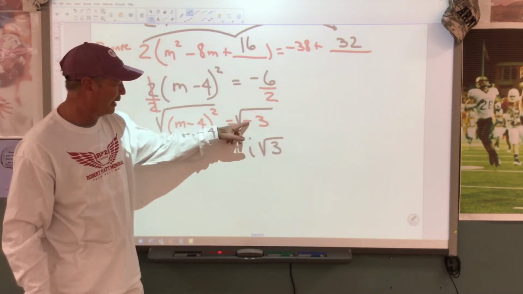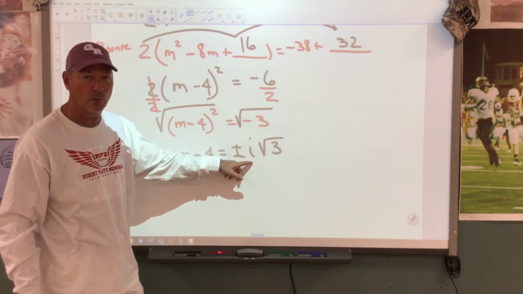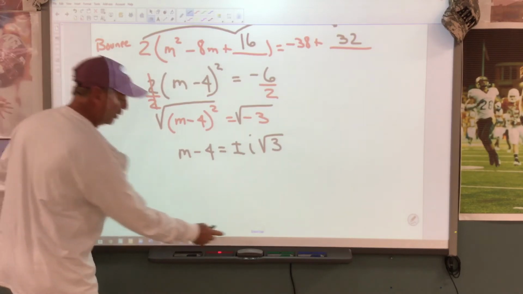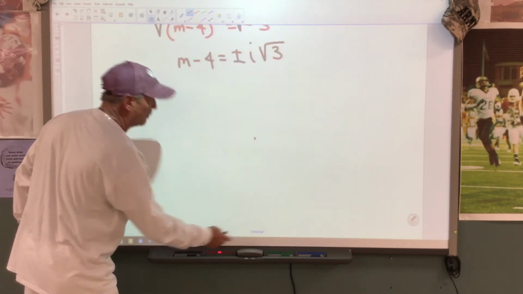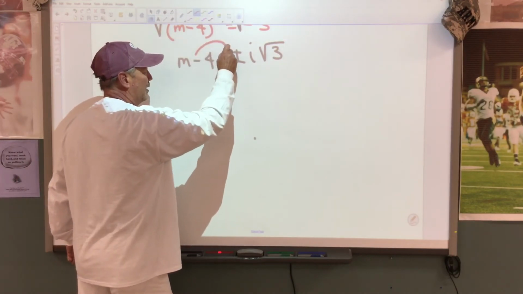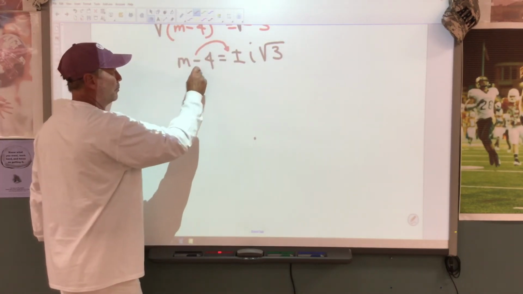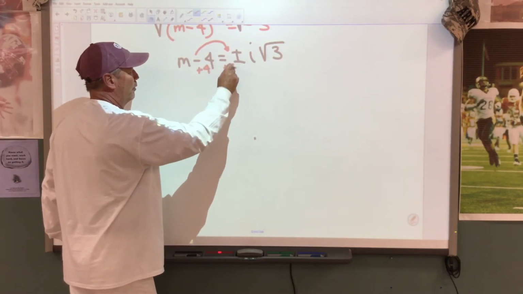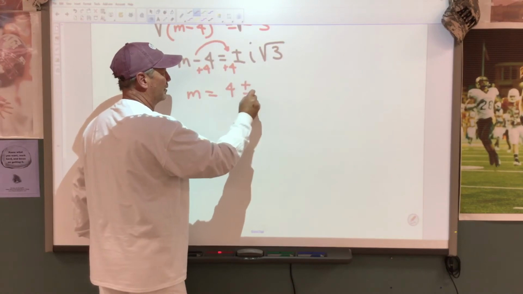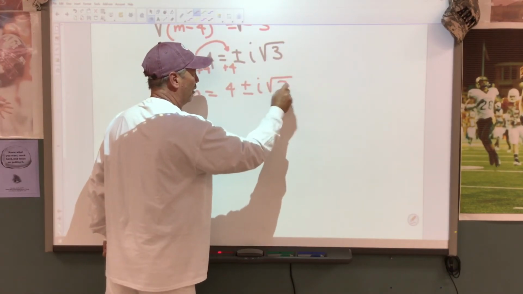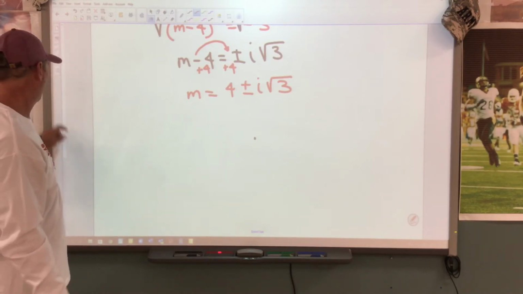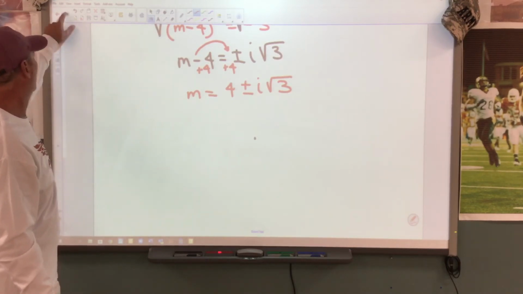When you have a negative, you're going to get an i when you take the square root. The last step that I'm going to do, let me move this so you can see it at home, is move the 4 to the other side, in front of the plus minus. Plus 4. m equals 4 plus or minus i square root of 3. Got it? All right, let's keep going. Another problem.